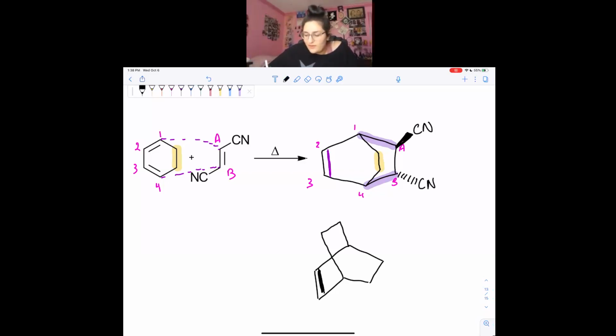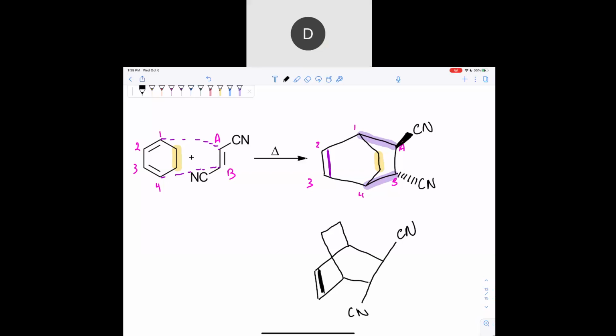But okay, so we're going to have one CN pointing up, one pointing down. Ta-da! I hate the way that looks, but this is fine. Question? Like the other one only had 1 carbon, but this one has 2 carbons.